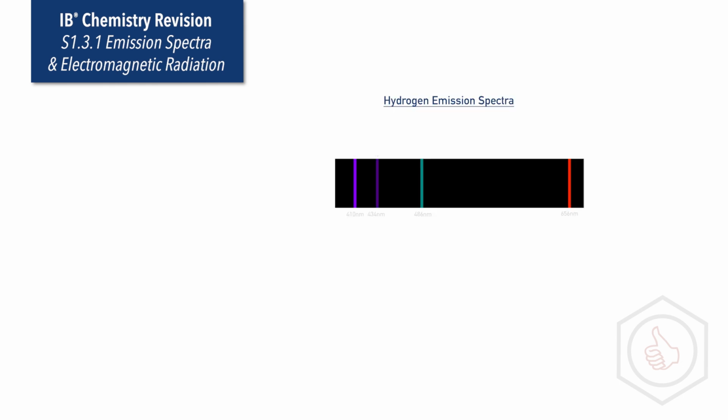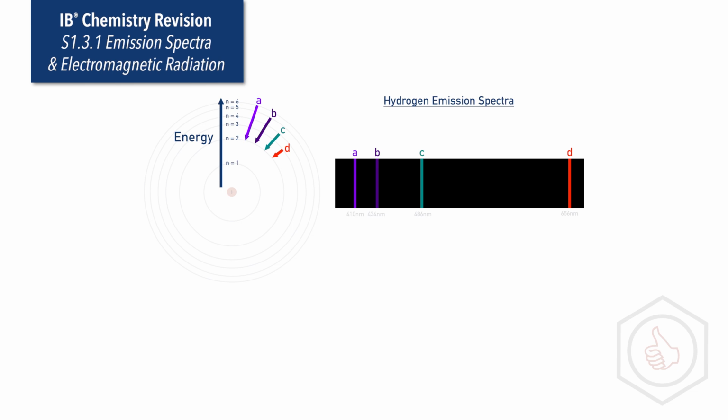A commonly studied emission spectrum at this level is the hydrogen emission spectrum. The hydrogen emission spectrum shows the specific energies emitted by electrons as they fall to the n=2 energy level from higher energy levels in an atom of hydrogen.